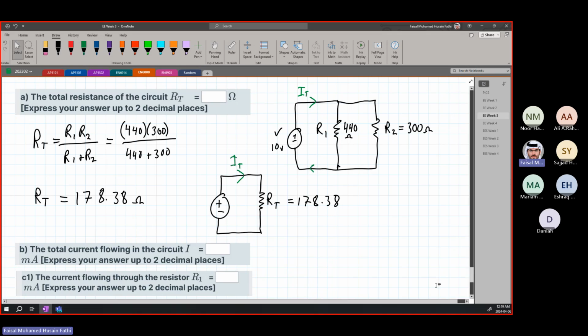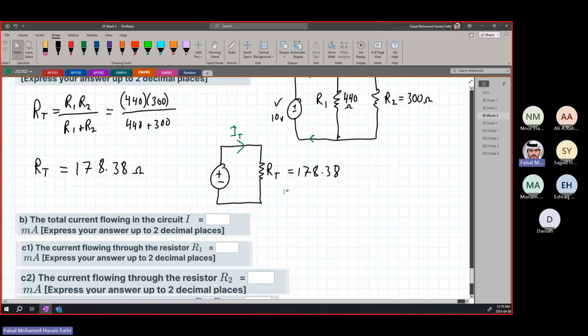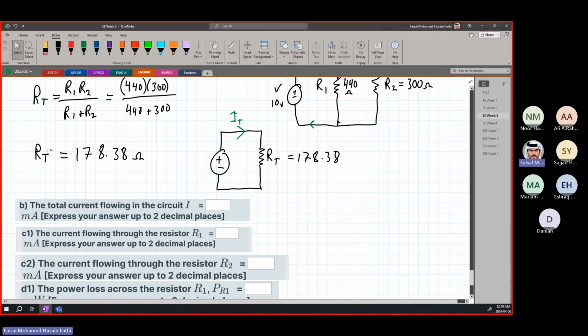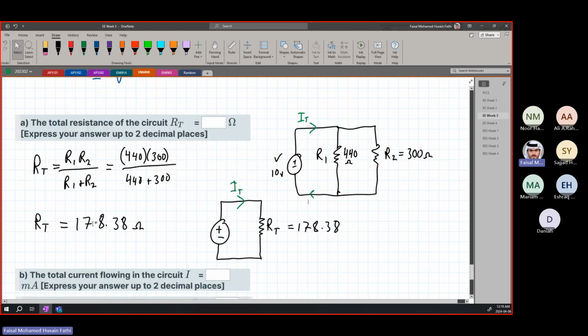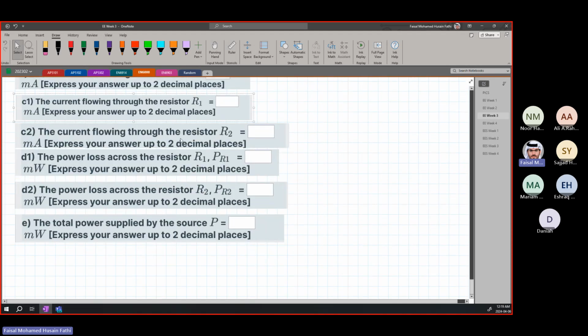That is coming back through here. Okay? If we wanted to redraw the circuit, we can draw it in this way. This is what it means by finding the equivalent or the total resistance. Okay?